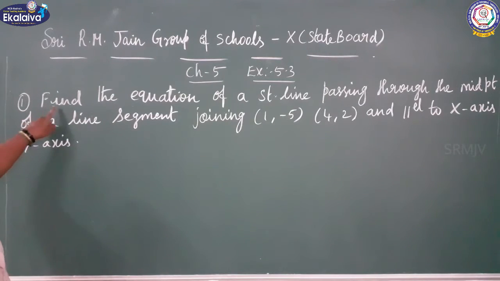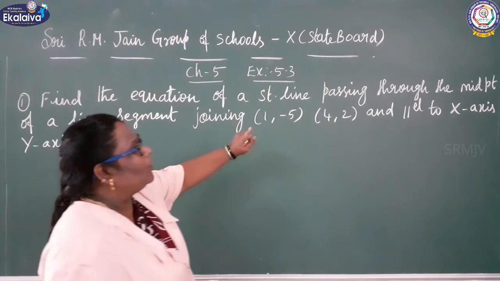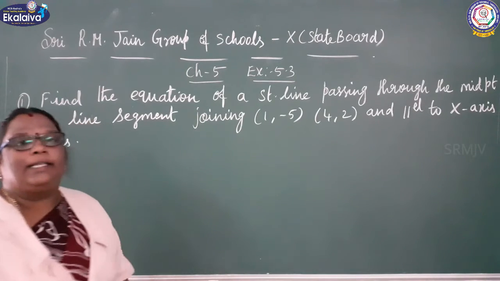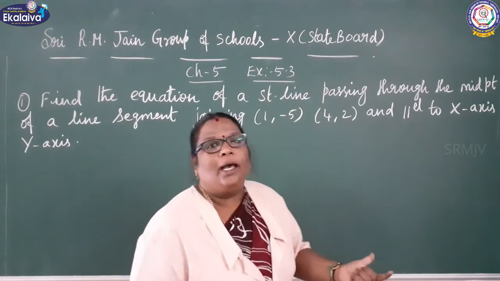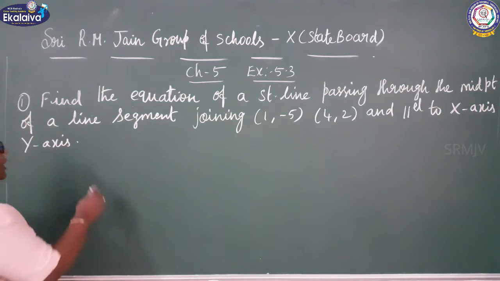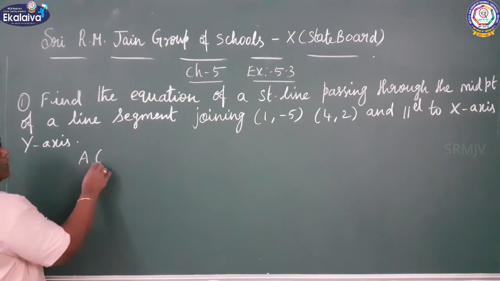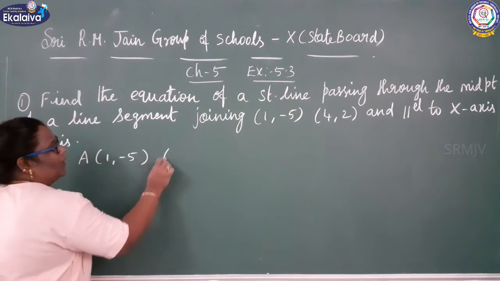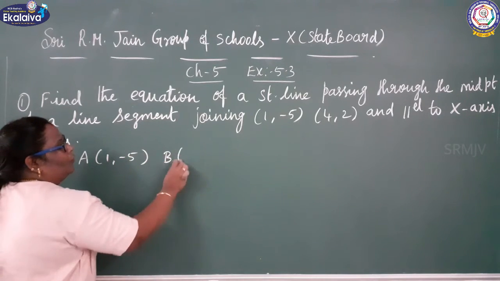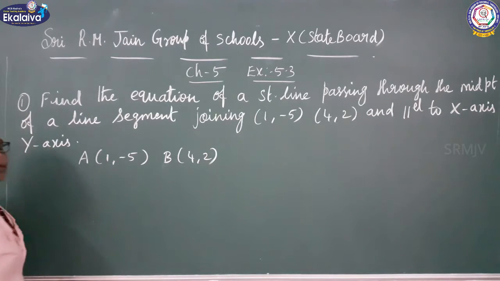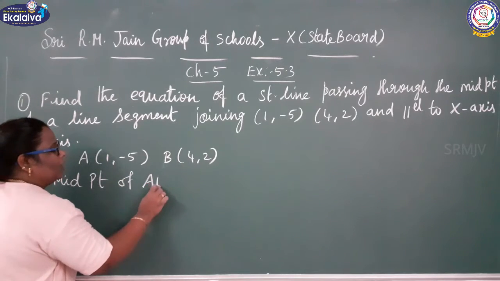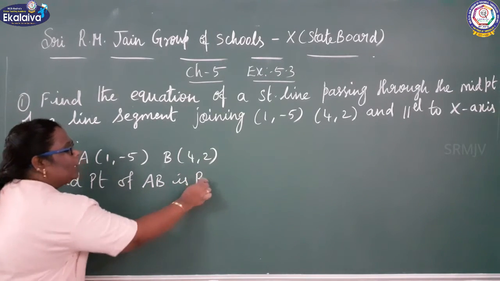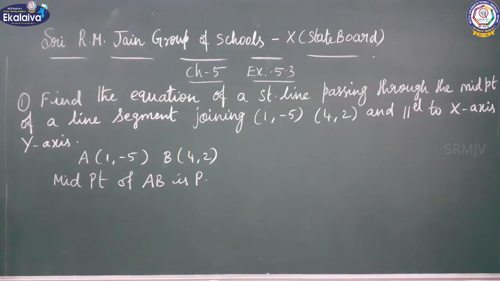See the first sum. Find the equation of a straight line passing through the midpoint of the line segment joining the 2 points given. First you should find out the midpoint. So you can take the points as A (1, minus 5) and B (4, 2). Midpoint of AB, you can take it as P.